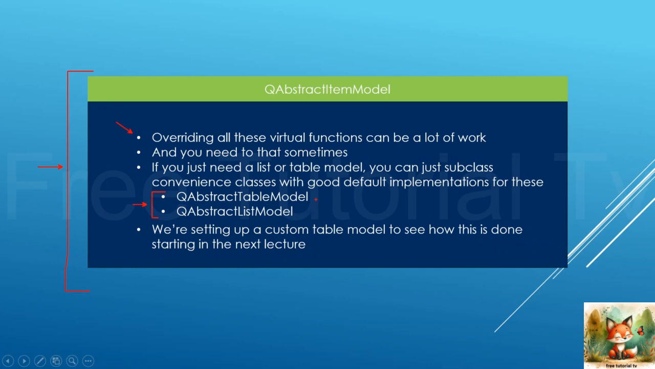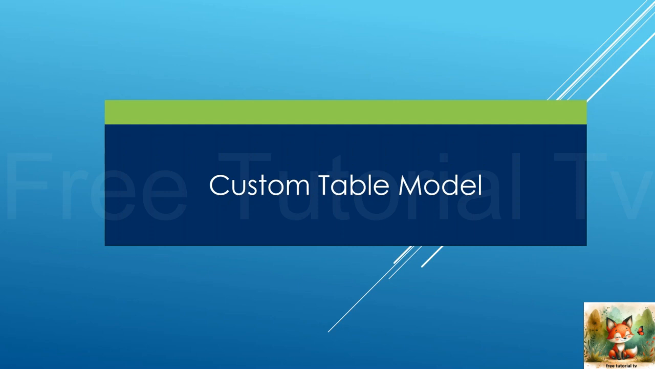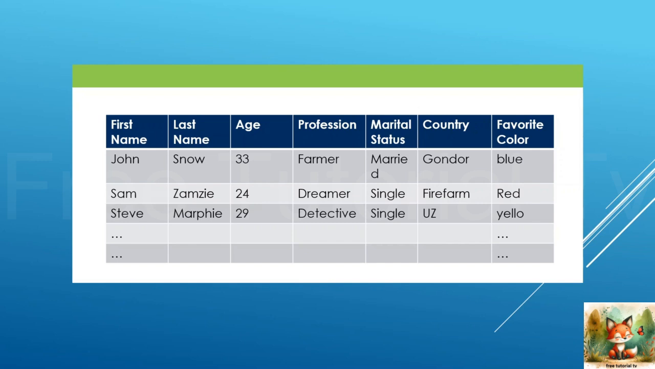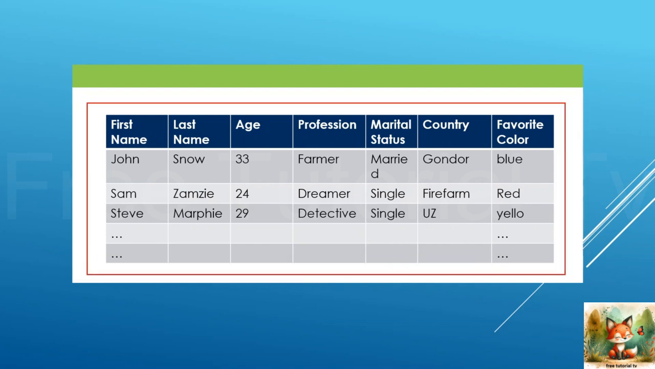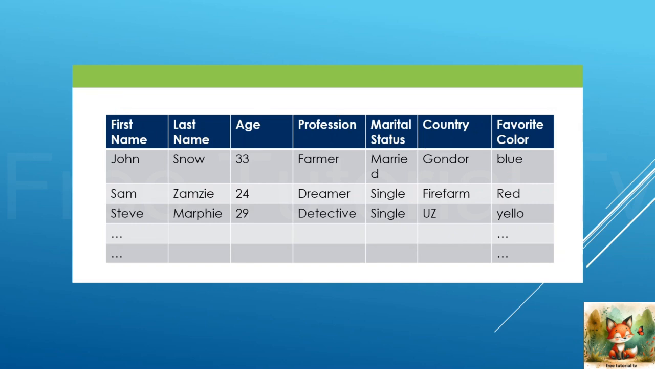Okay, now that we know this, we're going to head over to the next lecture and start building our own custom table model. And as you might have guessed, we are going to be subclassing QAbstractTableModel. In this lecture, we will see how we can build our own custom table using the QAbstractItemModel API. And our model is really meant to be fed into a table view, which is going to display the data in a way that is relatively similar to this. We will have the first name, the last name, the age, the profession, all the way to favorite color here. And we will see how we can display this data by plugging our model into a table view.